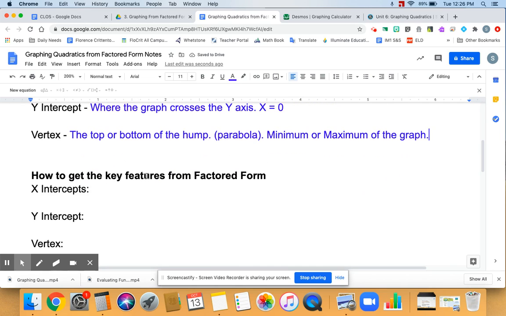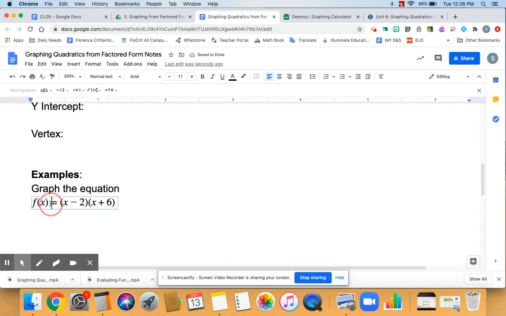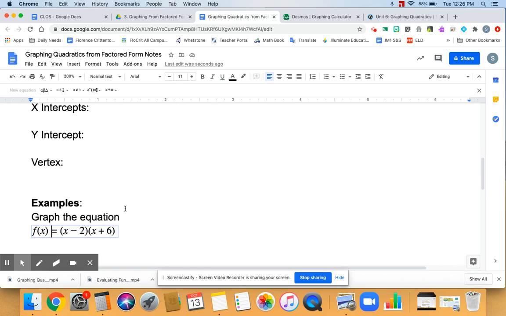So, in factored form, let's talk about the quick ways to graph from factored form, by how to quickly get all of the key features. So for the x-intercepts, if you take something in factored form like this, what's going to become 0 for the x-intercepts? For the x-intercepts, the y becomes 0. And how would I solve this for x? We would use the zero product property.